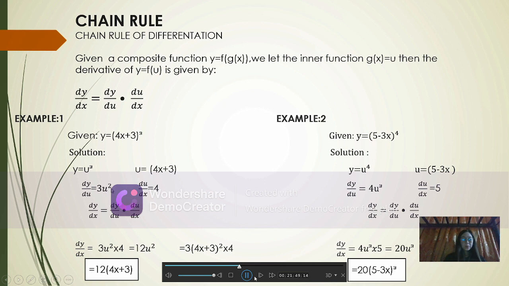So, dito, sa du over dx is equal to 4. Dito sa 4x. Ito yun. Then, simplify na ulit tayo. dy over dx is equal to dy over du times du over dx. So, dy over dx is equal to 3u squared times 4 is equal to 12u squared. Bakit siya naging ganun?